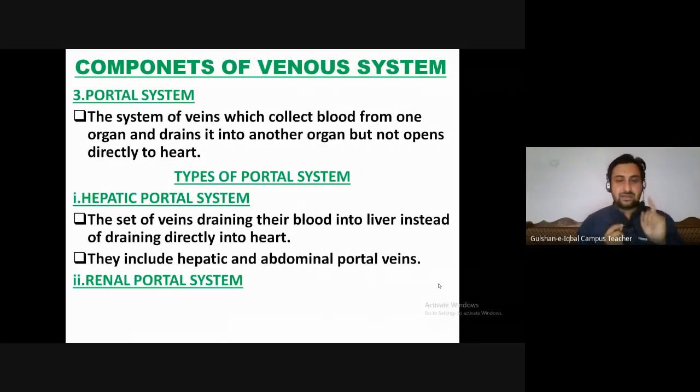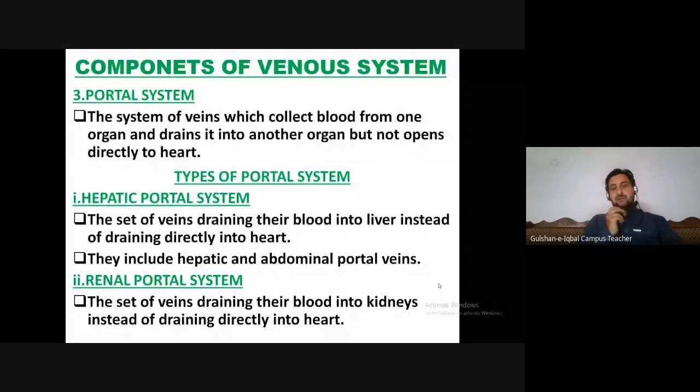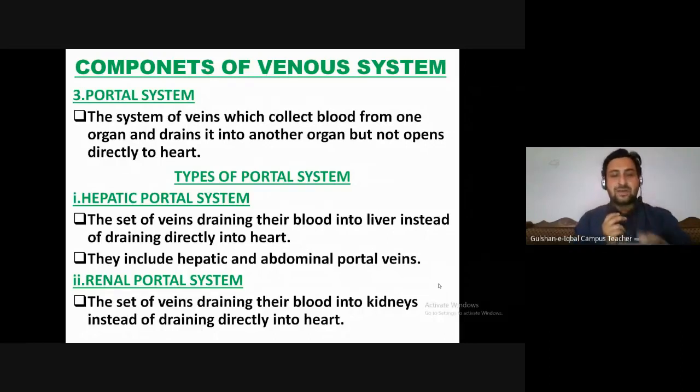Renal means kidney. So the setup is draining their blood into the kidney rather than directly taking it into the heart. Veins that drain their blood to the kidney are known as the renal portal system, or renal portal veins, that do not carry the blood directly to the heart. The blood goes to the heart, but indirectly.